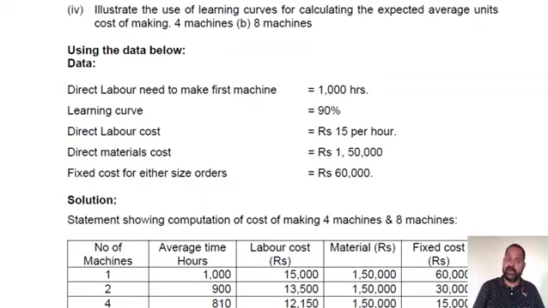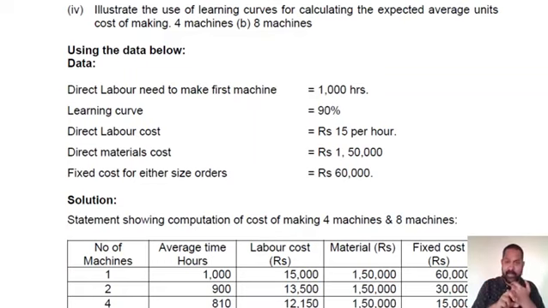Direct labor needed for the first machine is 1000 hours. So you are making machines, and to make the first machine it took 1000 hours. Correct? Learning curve is 90%. So there is a 90% learning in this kind of a job. Labor cost is rupees 15 per hour. Material cost is rupees 1,50,000, and fixed cost for either size of the order is 60,000 rupees.